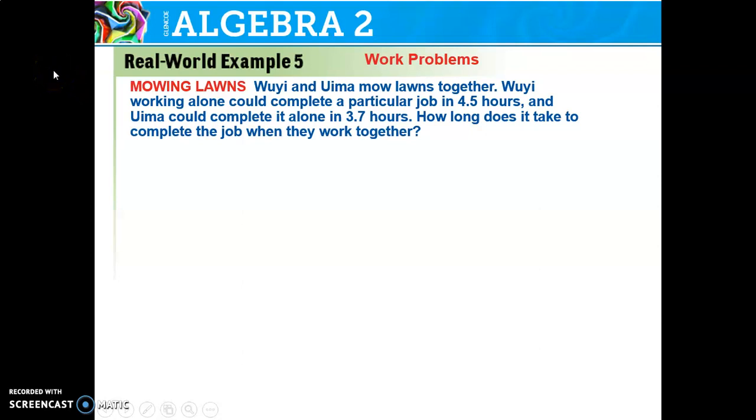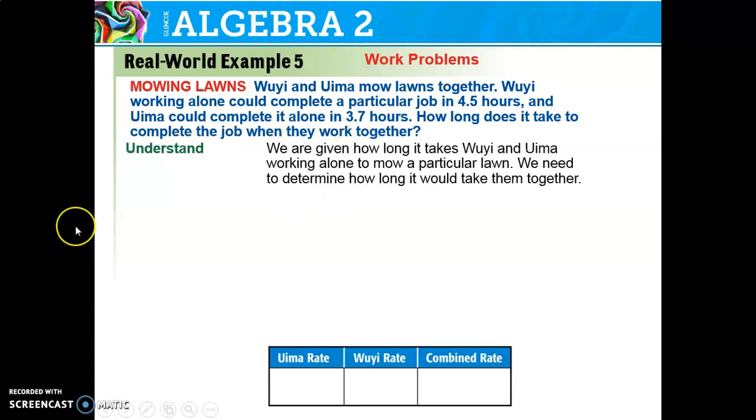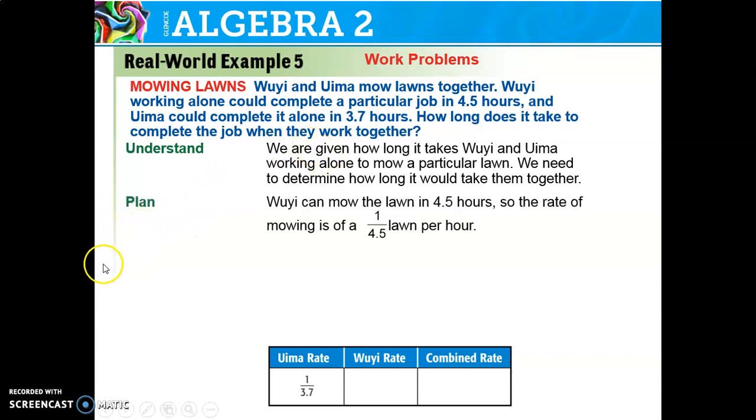Okay, one last real-world example work problem. Wooey and Uema mow lawns together. Wooey, working alone, could complete a particular job in 4.5 hours, and Uema could complete it alone in 3.7 hours. How long does it take to complete the job when they work together? So we're given how long it takes them to work alone to mow a particular lawn. We need to determine how long it would take them together.